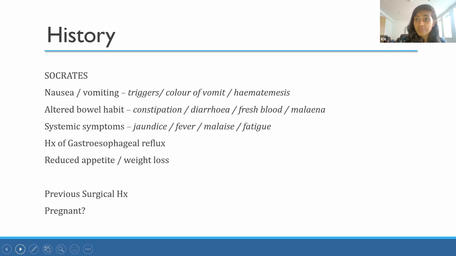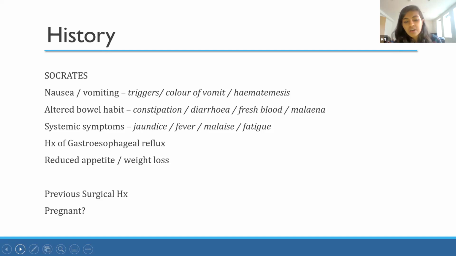That could suggest potentially things like pancreatitis, or altered bowel habits. Things like melena might suggest potentially a bleeding ulcer. Things like constipation might give you a precipitant for potentially sigmoid volvulus. So check on bowel habit, very important. And then do a bit of a systemic screen. So things like jaundice and fever, weight loss. Check for history of reflux.